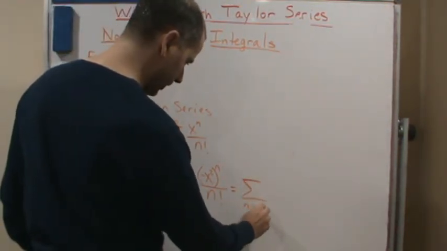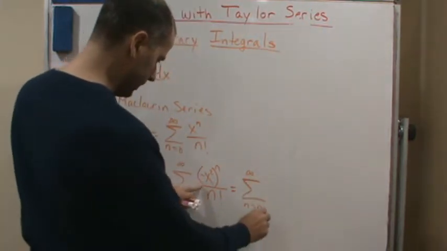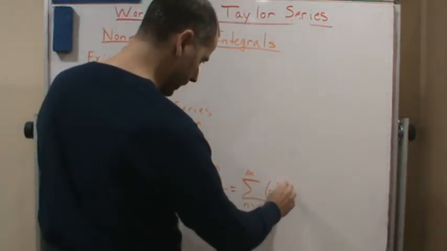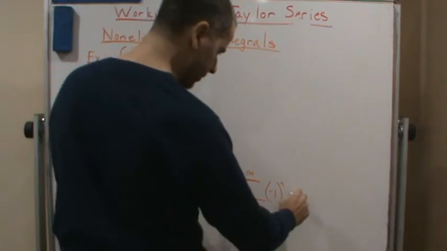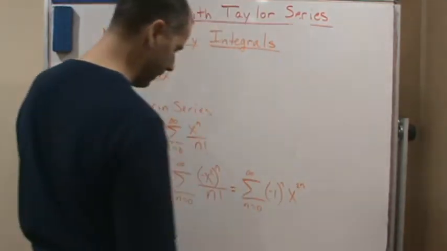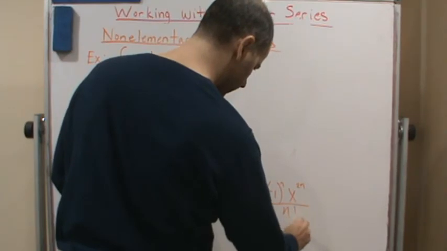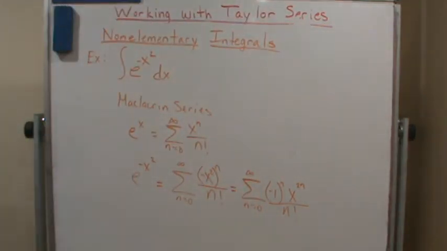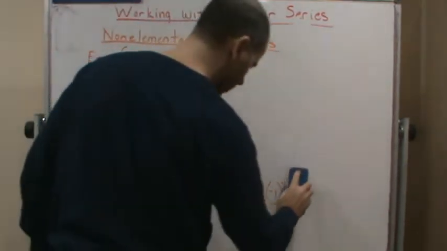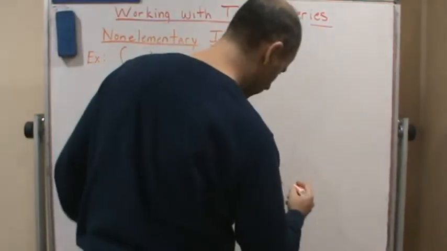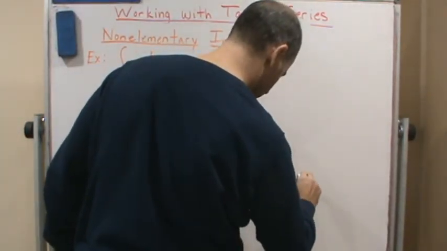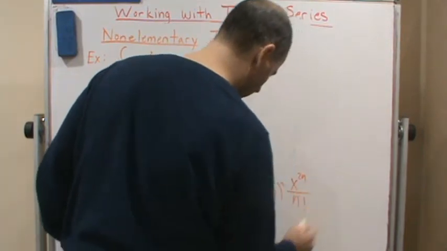It's going to give us the sum from n equals 0 to infinity. We're going to take the negative 1 out, so it's going to be negative 1 to the nth power, right? So we're distributing the n. This is x squared, so this is going to become x to the 2n power over n factorial. Or in fact, you can just pull it out here and just write this as x to the 2n over n factorial like that.